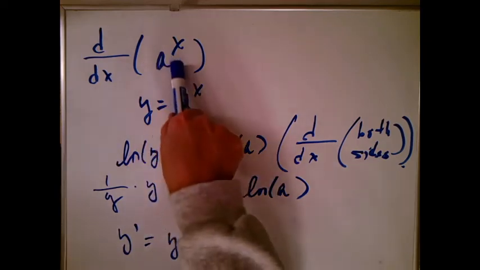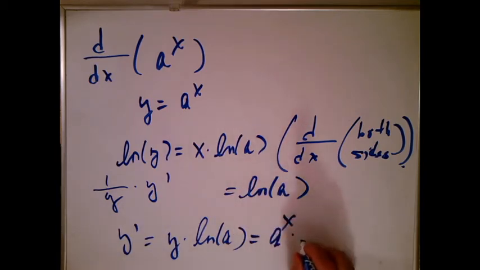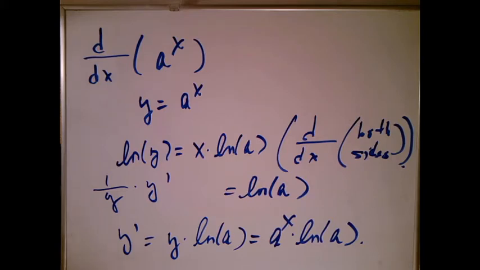However, my original function didn't have a y in it, and my answer does. But we do know from this line right here that y is just a to the x. So what I get here is a to the x times the ln of a. You notice, by the way, that's still true if a is e, because the derivative of e to the x is e to the x times the ln of e, which is 1. It is better if you don't think of e to the x as being a special case of this, however. This whole thing here completely used the fact that we knew how to take the derivative of e to the x. So there's the formula for the derivative of any exponential function.